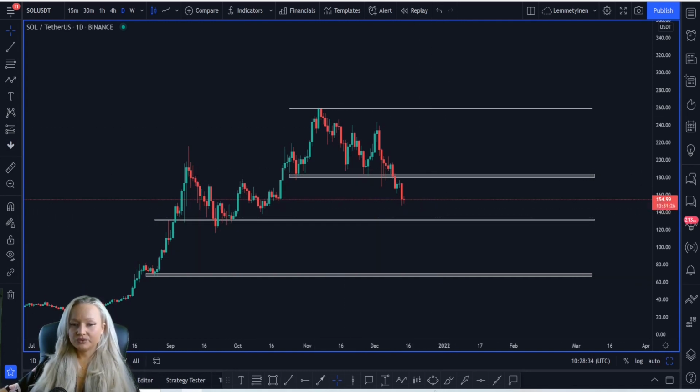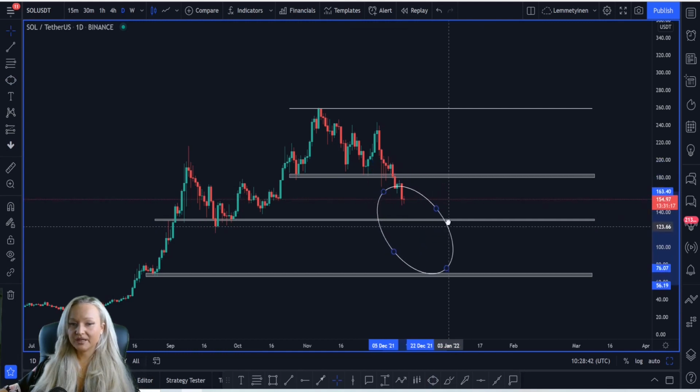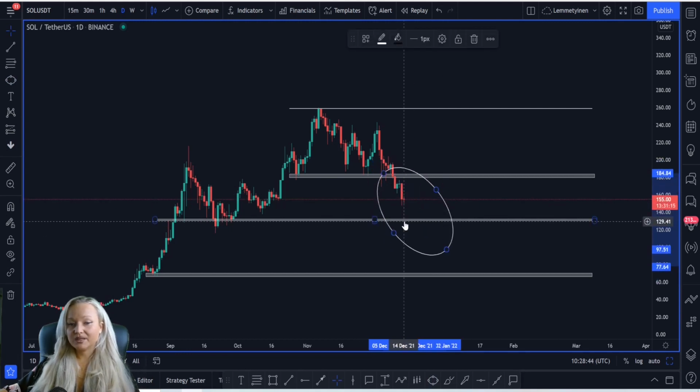And right now the two targets that I'm focusing on are these two, the 180 and 130. If we're coming back down to 130, I have to see, okay, will the market now break this support and continue back down to the previous support, or come up again and create 130 as a resistance?